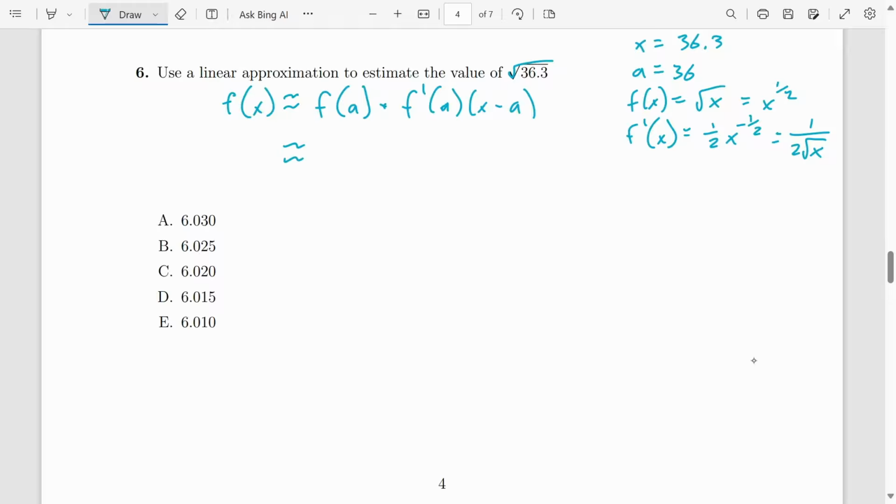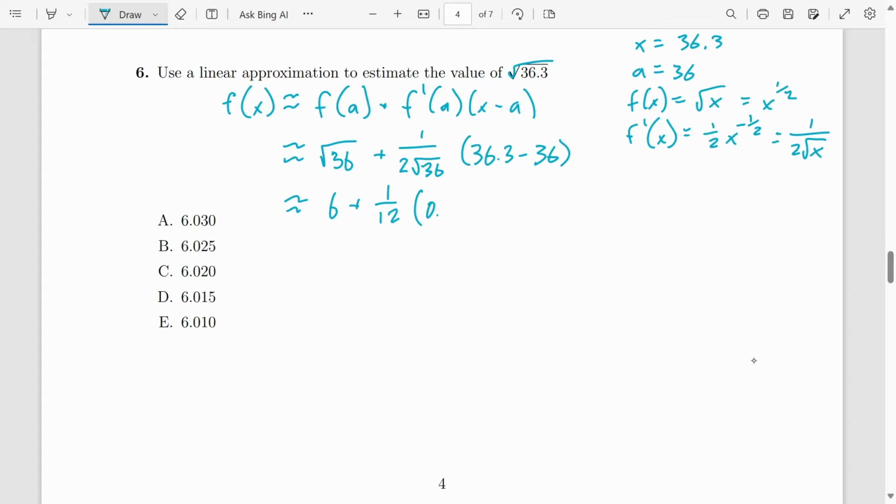So this is approximately equal to f of a. That's going to be the square root of 36. Now we've got plus f prime of a. That's going to be 1 over 2 times the square root of 36. This is all times x minus a. So this is going to be 36.3 minus 36. Simplifying now, we'll get approximately equal to 6 plus 1 over 2 times square root of 36. Square root of 36 is 6. 2 times 6 is 12. So this is 1/12 times 36.3 minus 36.